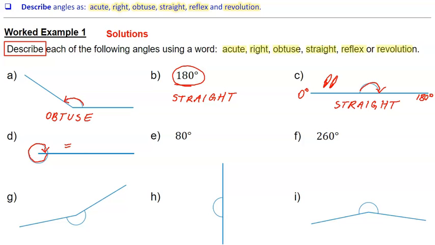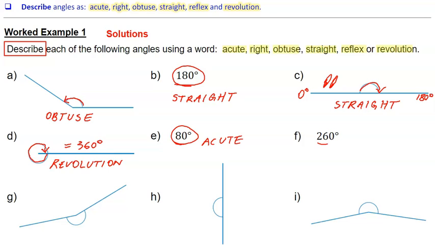That exact size is 360 degrees, and therefore the best word to describe this diagram is revolution. In part E, this angle is less than 90 degrees but more than 0. The best word is acute.